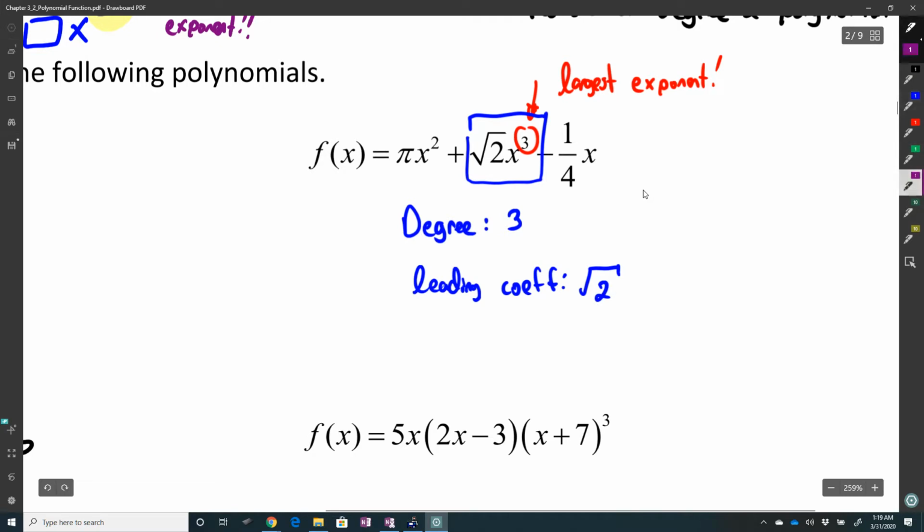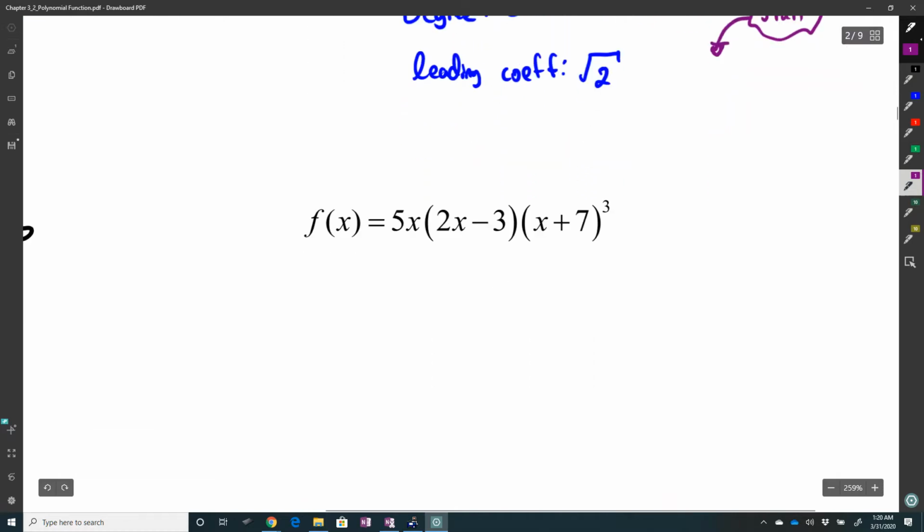Now, if you're watching this after we went over everything else, we know that since that's my leading term, the largest exponent happens to be odd, and the square root of 2 is positive. So that means that my graph is going to look like this. Okay, I can move on to the next one.